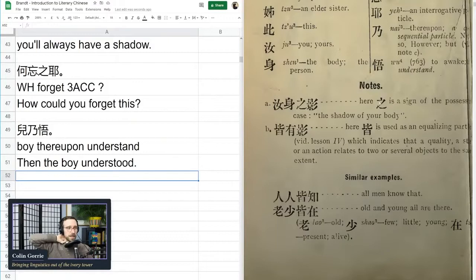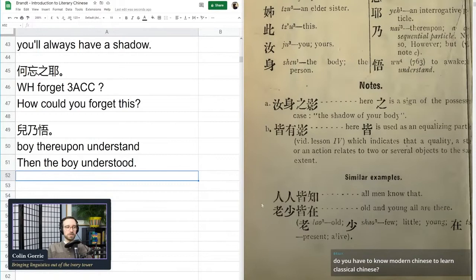Before we check our translation, let's look at the notes. So here we have this note that zhi is the sign of the possessor. Here, the shadow of your body. Here we have this note about jie, which Samuel has helpfully given us the translation of always, which works here, but I think it's going to be very contextual how you translate that. Okay, and then we have some other example sentences. Can I say again, I love this textbook. It gives you great examples of all the constructions it's trying to teach you. So we have ren ren jie zhi, person person, you know, to do the gloss, person person, all know. So everybody knows that. Lao shao jie zai. So old and young are all there.